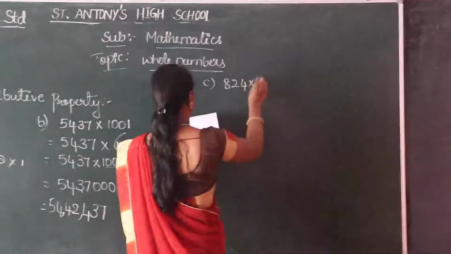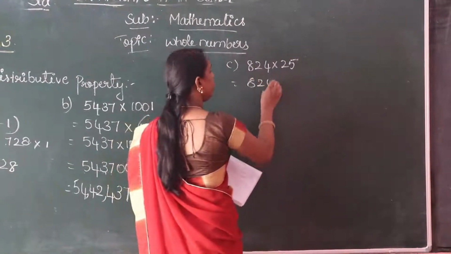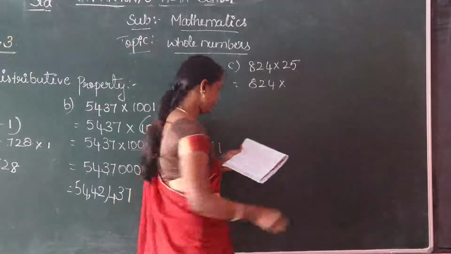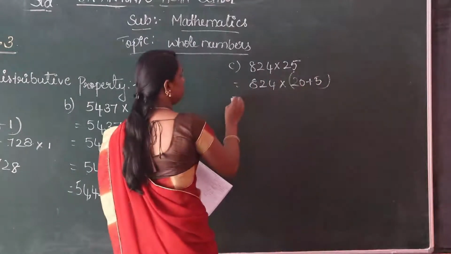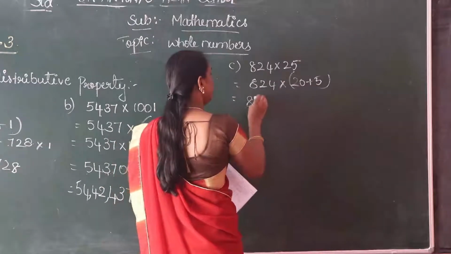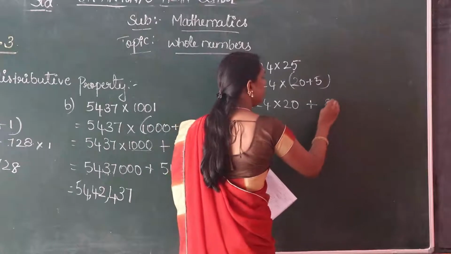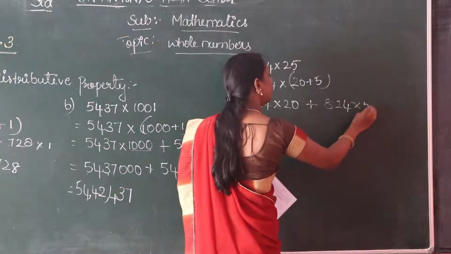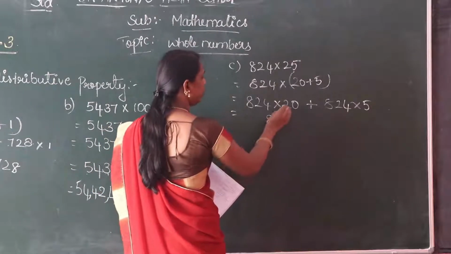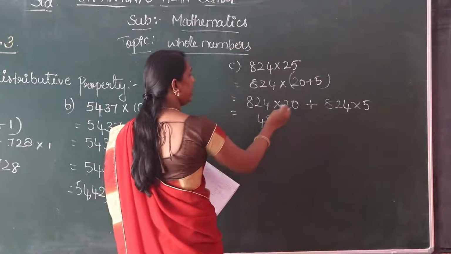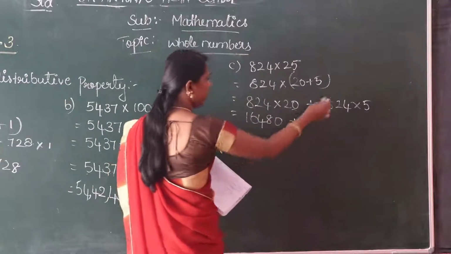Third sum is 824 into 25. It can be written as 20 plus 5. So using the distributive property, 824 into 20 plus 824 into 5. Multiply this one: 2 4s are 8, 2 2s are 4, 2 8s are 16. So remaining 0.